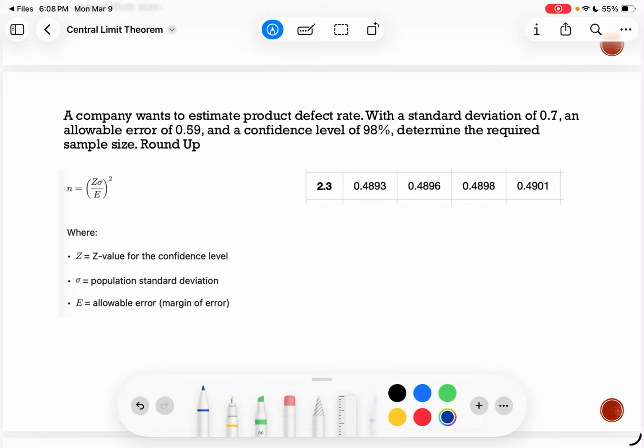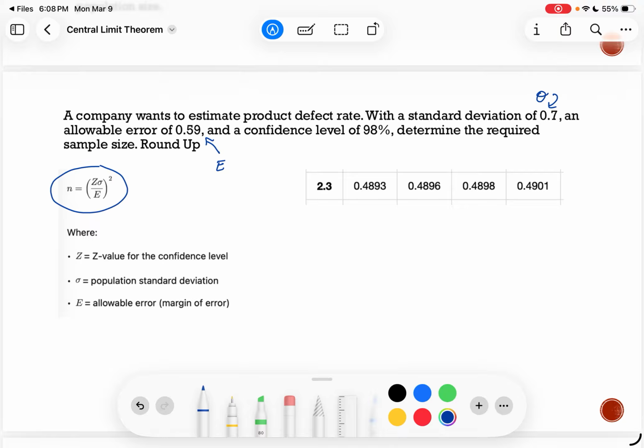Extremely handy. So let's take a look at that. We're going to start out and go with the first problem. So again, this formula is going to really help us out. A company wants to estimate the product defect rate with a standard deviation of 0.7, and an allowable error of 0.59.